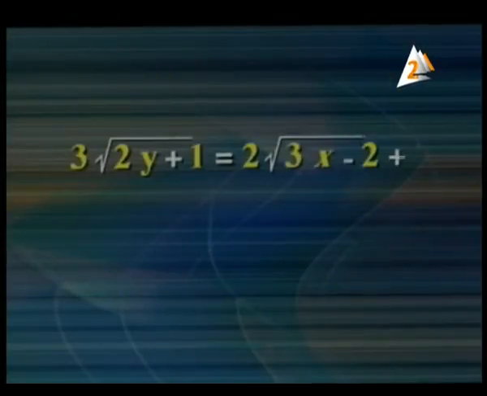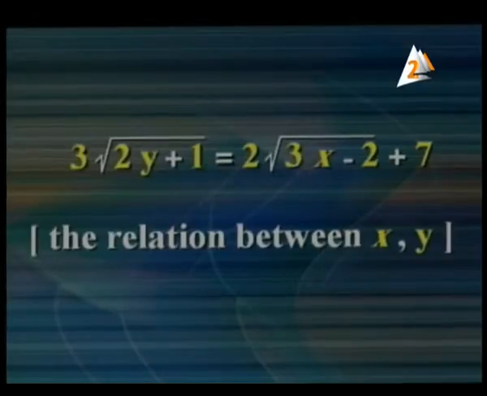Therefore, what is the relation between x and y? The left hand side becomes 3 multiplied by square root of 2y plus 1 equals 2 multiplied by square root of 3x minus 2 plus 7. This is the relation between x and y.